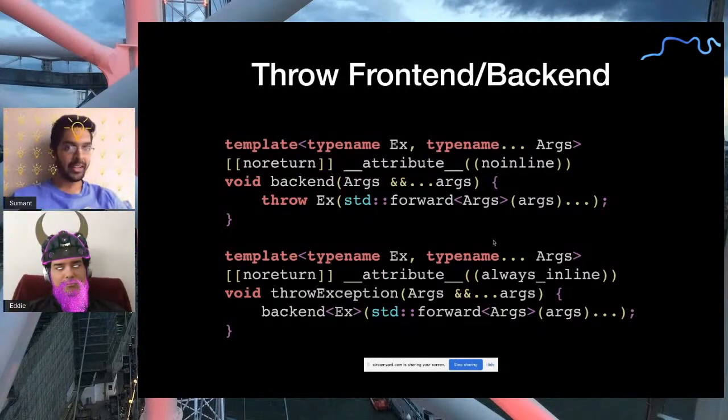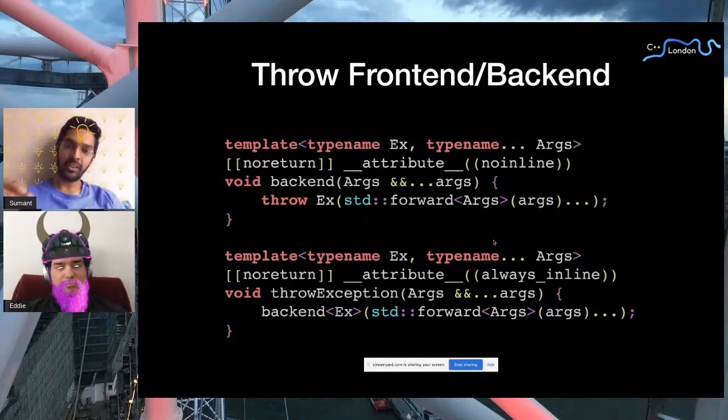So let's look at what backend is doing. That's on the top. You can see the backend is again templated on the type of the exception and the arguments that are needed to construct the exception. One thing that you'll notice is different is that this backend is marked as no inline. So basically now what we are telling the compiler is that, hey, this backend should not be inlined.